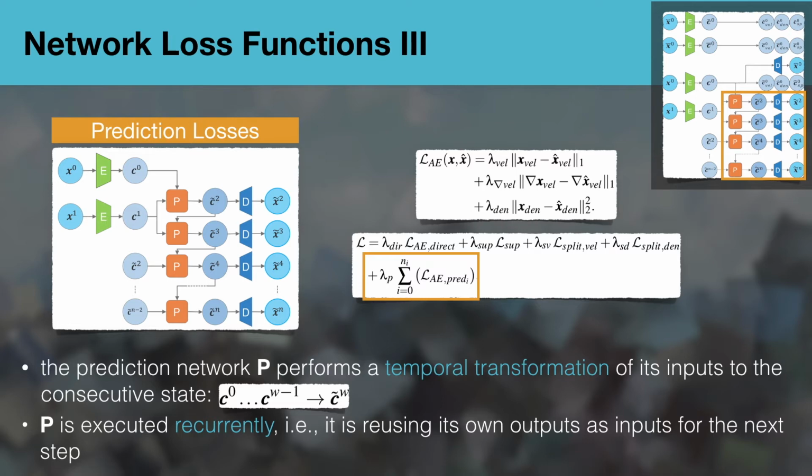The highlighted loss is a sum of autoencoder losses performed on the predicted latent spaces. This means the prediction error is evaluated in quantity space after decoding and is backpropagated through time and thereby through the whole network back to the encoder.